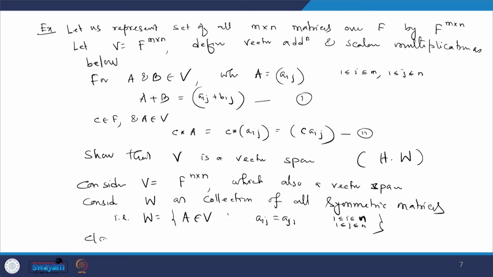Claim: W is a subspace of V. Again, one can show that c times A1 plus A2, where A1 and A2 belong to W, I mean A1 is symmetric, A2 is also symmetric, then c times A1 plus A2 is also a symmetric matrix. So, I can leave this as homework also, please.